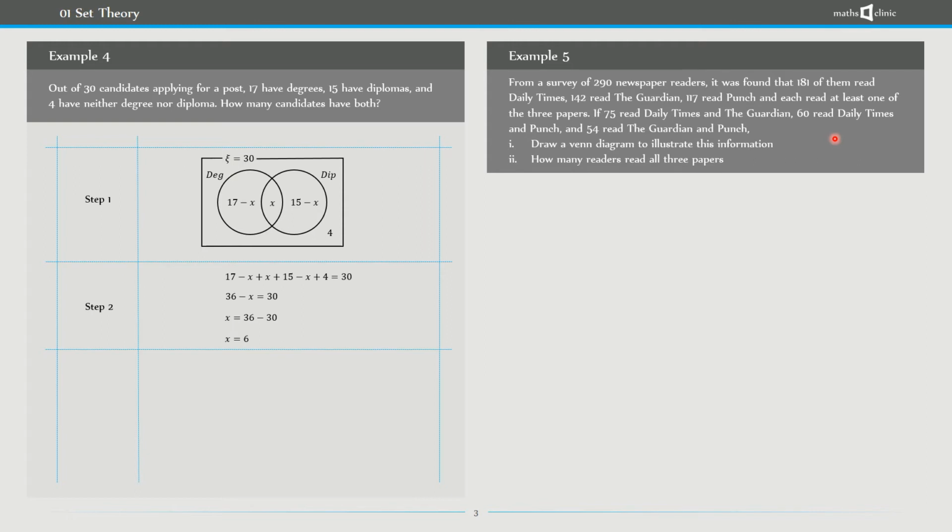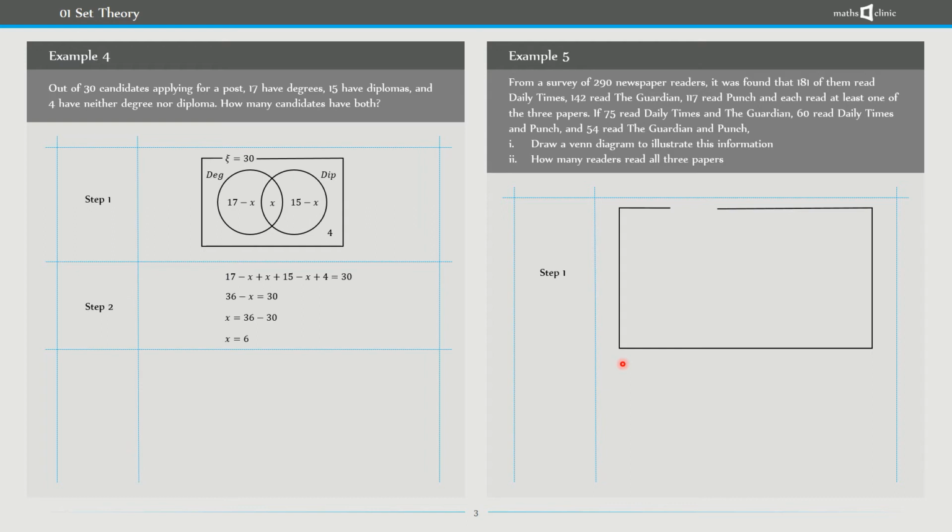Okay, so the first thing we need to do here is construct a Venn diagram. We start our Venn diagram by drawing our universal set, which in this case is 290. We have E equals 290, and then we need to draw our circles to represent our sets. Basically we have the Daily Times, the Guardian, and finally the Punch.